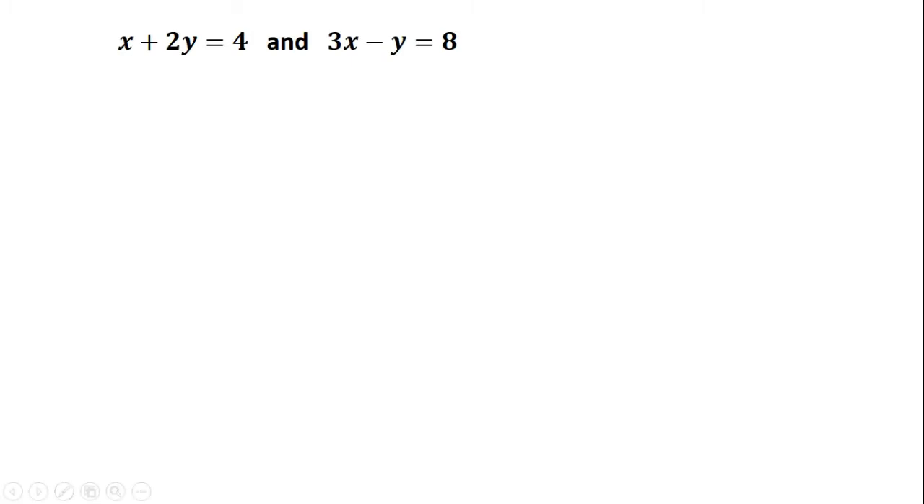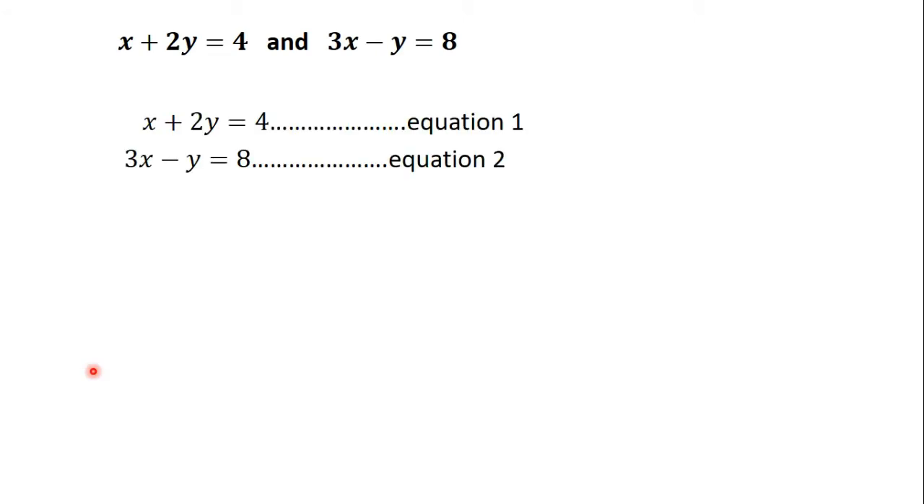So as we usually do, I'm going to list my equation. So x plus 2y is equal to 4, then 3x minus y is equal to 8. Then from here you find the coefficient of the variables in both equations. Coefficient of x in equation 1 is 1. Coefficient of x in equation 2 is 3. Coefficient of y in equation 1 is 2. Coefficient of y in equation 2 is 1. Now you can see from here that neither of the variables have the same coefficient in both equations. So you have to choose the variable that you want to eliminate.